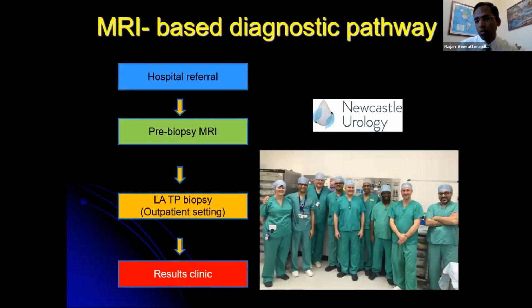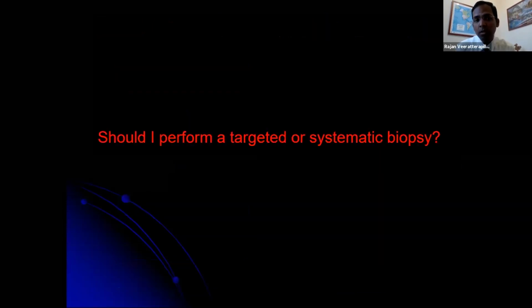So this is pretty much what we do locally at the Freeman Hospital, and I'm sure a lot of colleagues across the world do the same. So patients coming through for a hospital referral, whilst traditionally a lot of them would have gone for a prostate biopsy, these days you would insert a pre-biopsy MRI, would then offer a local anesthetic transperineal biopsy, which is an outpatient setting, and the patients then come back for the results. This is a good picture from the team at Freeman Hospital about a year ago when we initially started with our transperineal biopsy. We've now completely abandoned transrectal ultrasound in our center and exclusively offer transperineal biopsies.